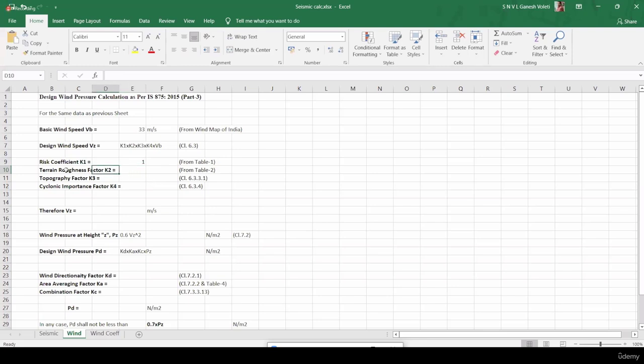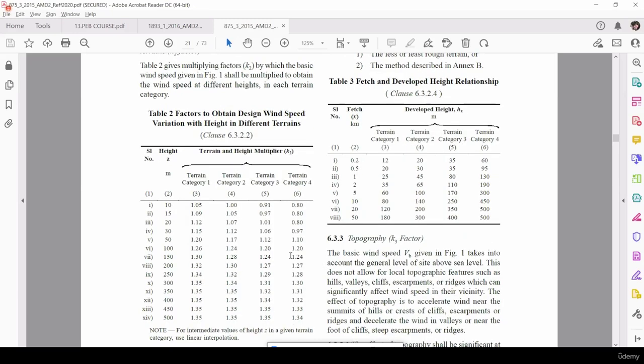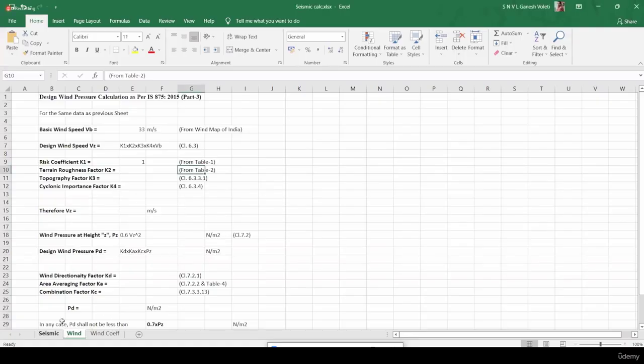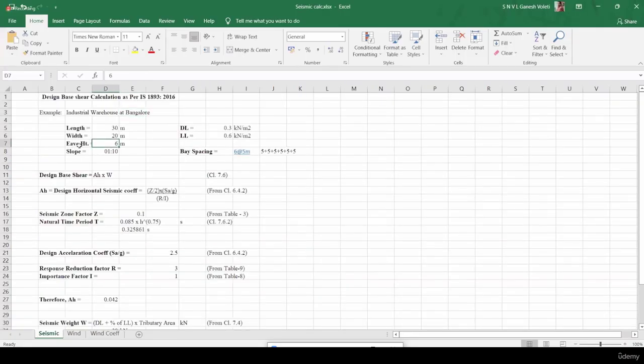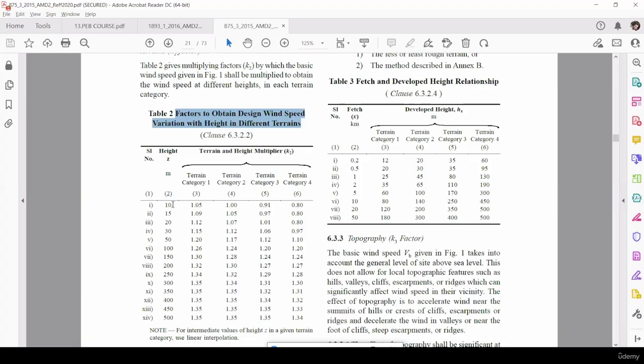And the second one, K2, is the terrain roughness factor, which is mentioned in Table 2. So let us go to Table 2 here: factors to obtain design wind speed with different height. So generally what is the height of our building? Our building has a height of 16 meters.